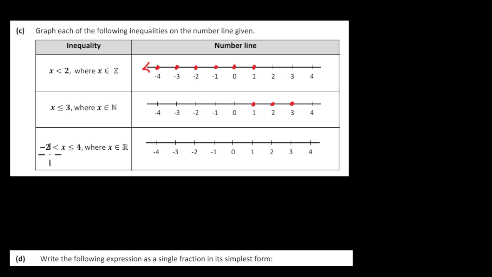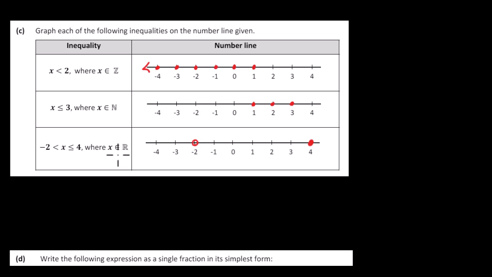So we have x between minus 2 and 4. Now x is greater than minus 2, so we're going to start on minus 2. We're going to put a circle around minus 2. We're not going to fill it in because minus 2 is not included. We've got to go up as far as 4. Now 4 is included because it's less than or equal to 4. So we're going to put a dot here and we are going to fill that in.